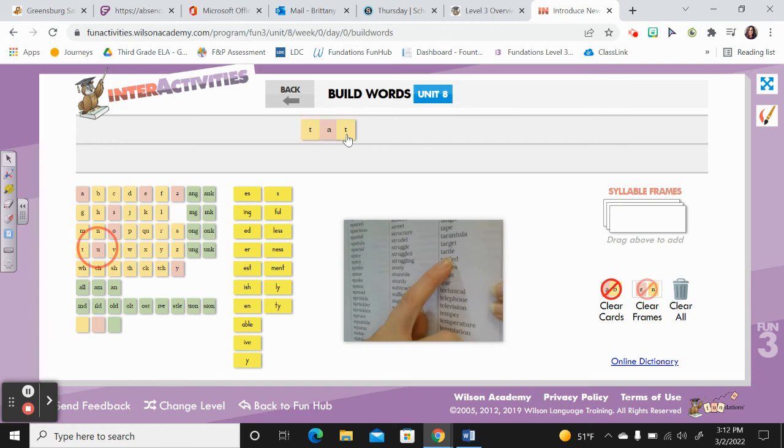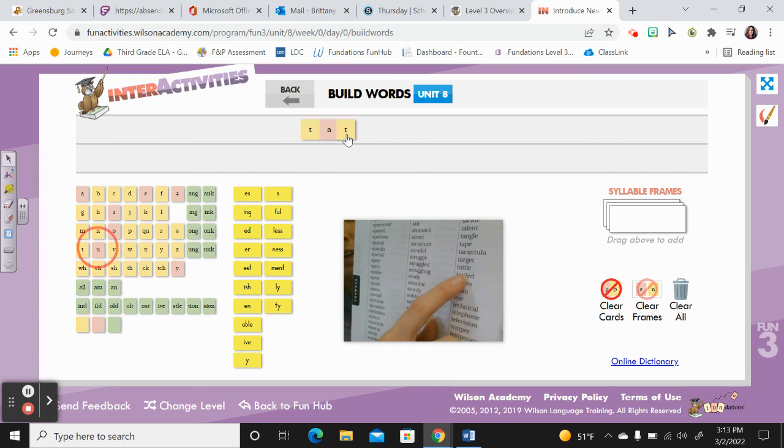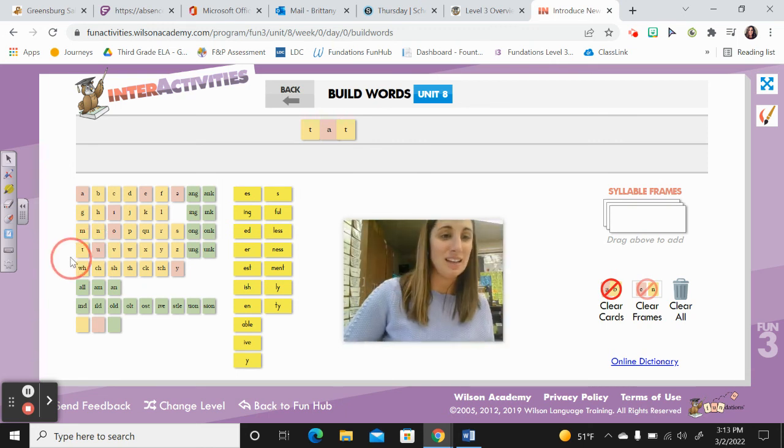Tattle is something you never want to do. You want to try in 3rd grade to solve problems first on your own with words. Okay? We have to be careful with that. There's a certain time and place when you should tattle, but what is this one? Consonant L-E. Right. T-L-E.